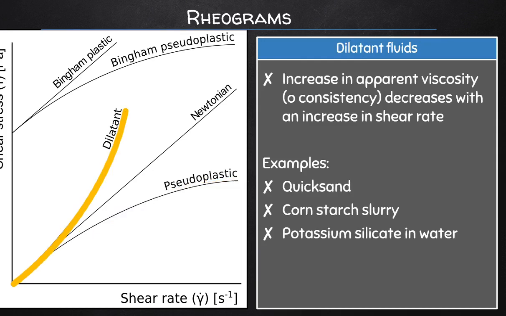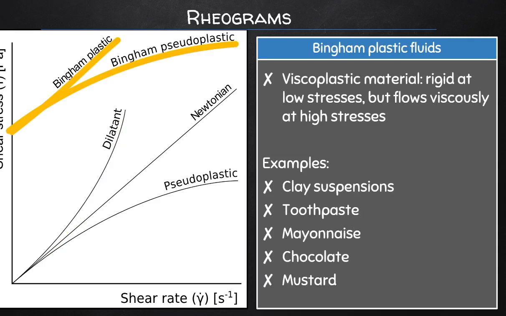Now, complementary to this are the dilatant fluids, which experience an increase in shear stress with an increase in shear rate. Now, the most notable examples are quicksand, cornstarch slurries, and potassium silicates in water. And finally, some of the fluids will act similar to pseudoplastics as before, except that these specifically require a certain amount of shear stress before they actually begin to flow.